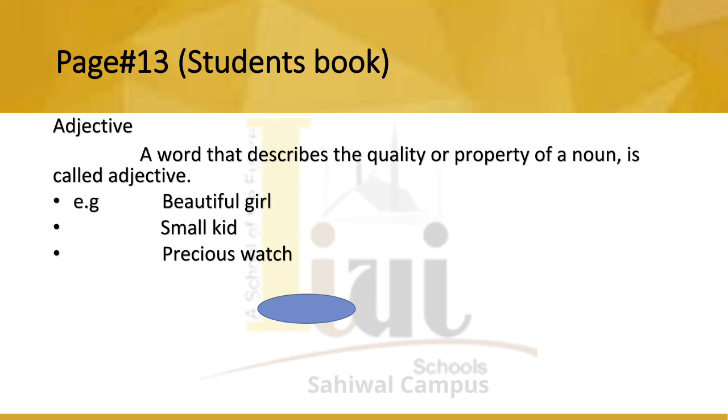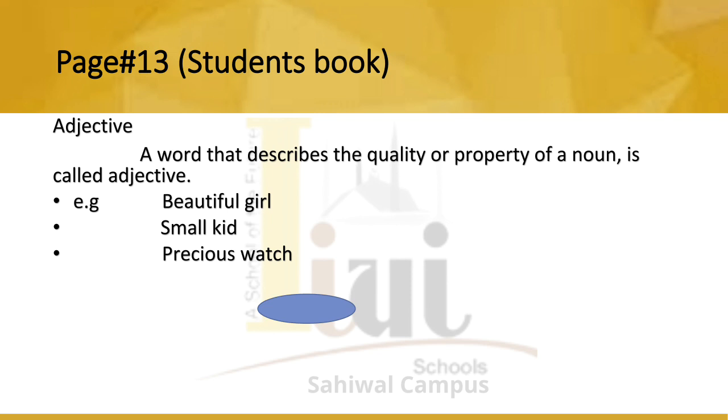like, she is a beautiful girl. So in this example, the adjective is beautiful, that describes the property of the noun, as the sentence is written, she is a beautiful girl. So beautiful is an adjective that describes the property of a noun, and the noun in this sentence is girl.